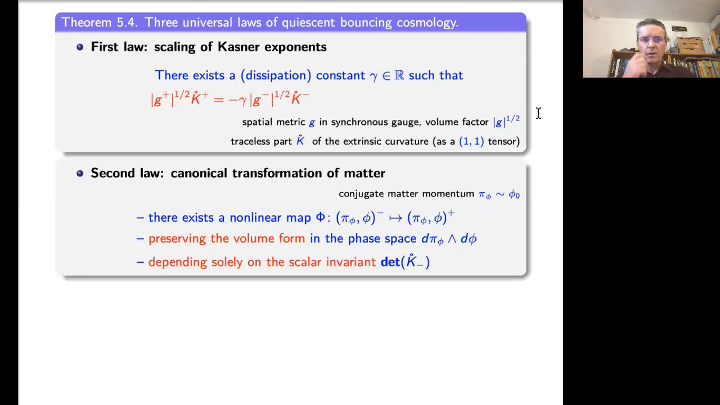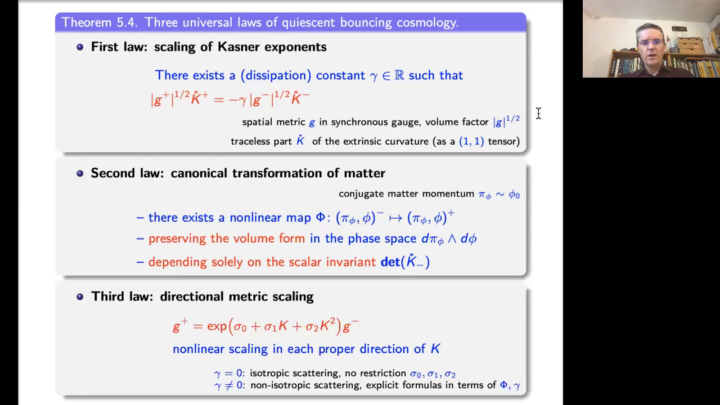Then there is a second law, which we call a canonical transformation of the matter. There is a certain map that takes matter variables before to matter variables after the bounce. But this map is very much restricted. It preserves the volume form in the phase space for the matter components, and it depends only on the scalar invariant, the determinant of K0 minus.